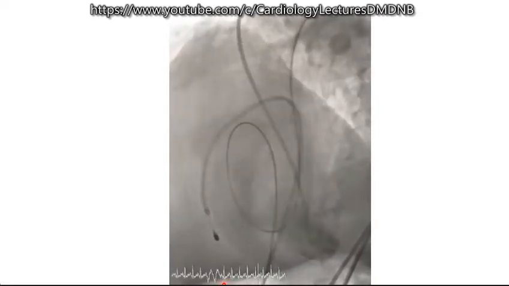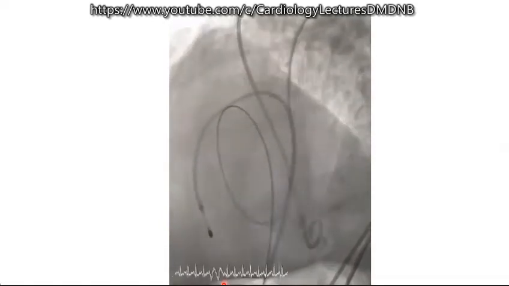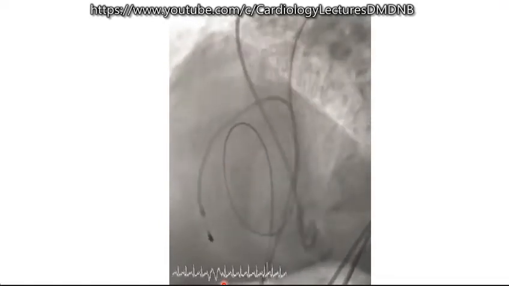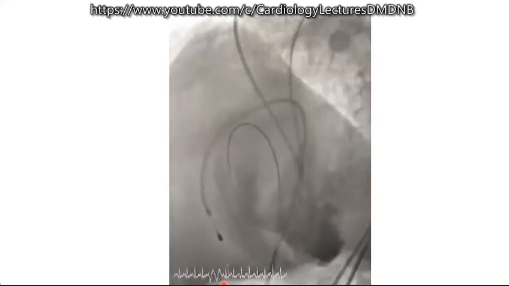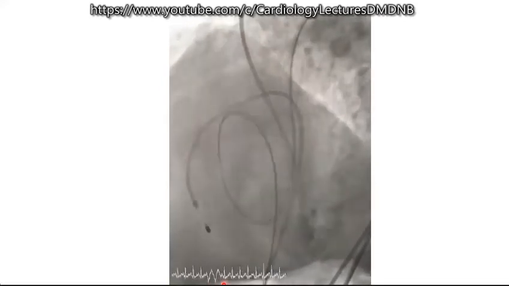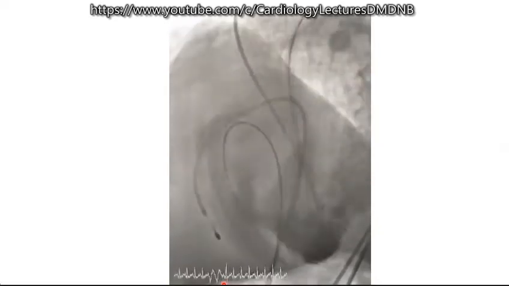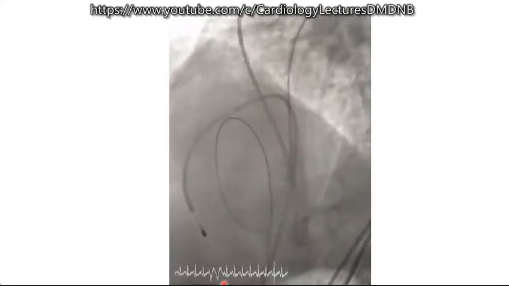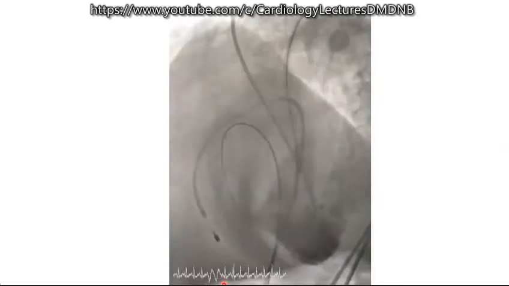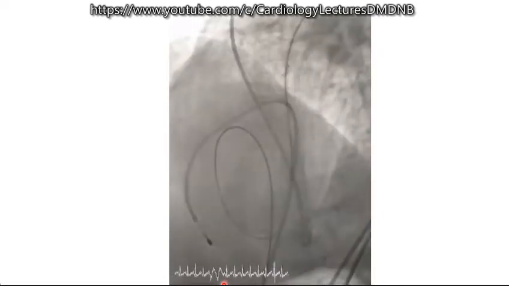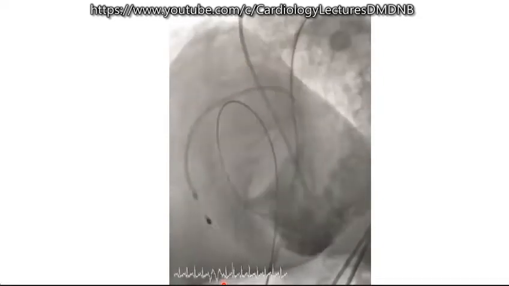What do you find there? And which is the view? What view is this and what is the finding? Is it the left side LAO view or an RAO view? So this is an LAO view. LAO. Why do you say it's an LAO view?